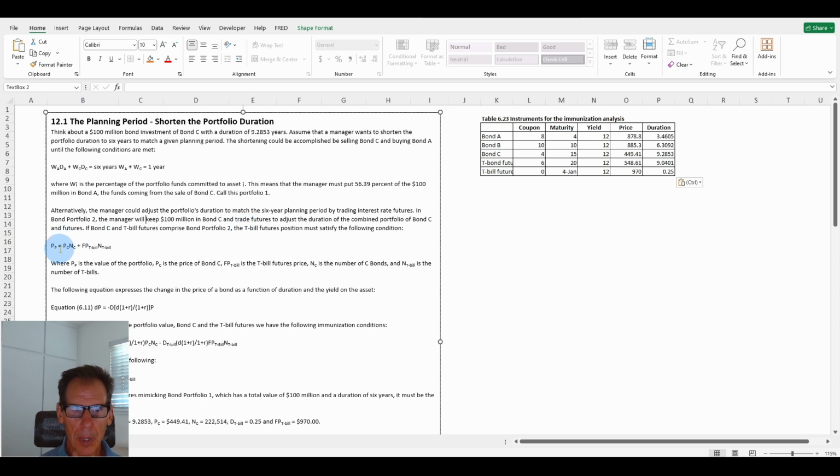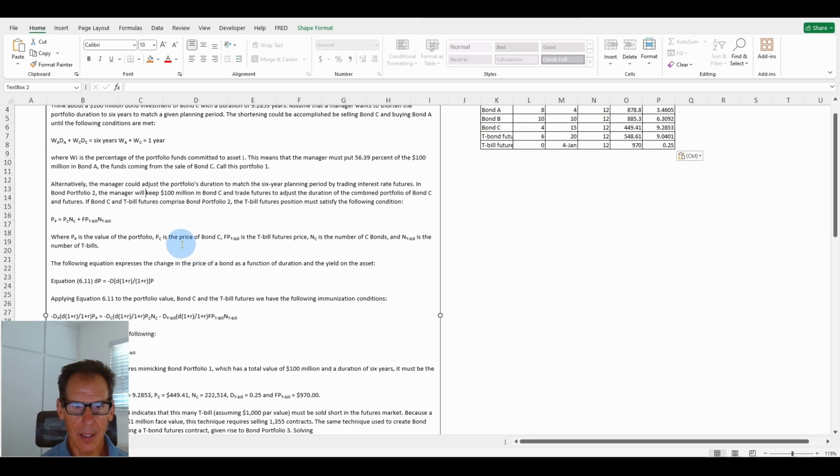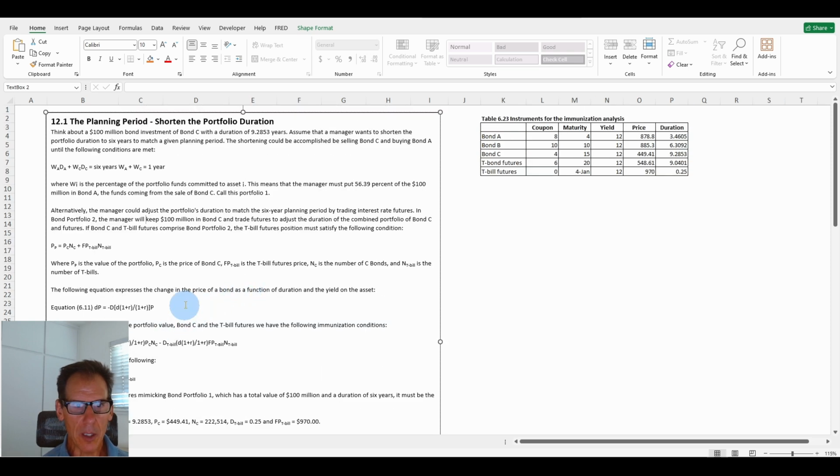P_P is equal to P_C N_C plus F_P,T N_T, where P_P is the value of the portfolio, P_C is the price of bond C, F_P,T-bill is the T-bill futures price, N_C is the number of C bonds, and N_T is the number of T-bills. So the following equation expresses the change in the price of a bond as a function of duration and the yield on the assets.